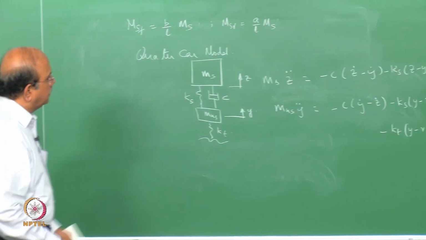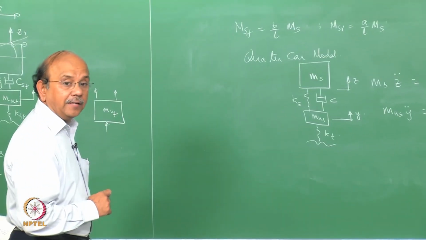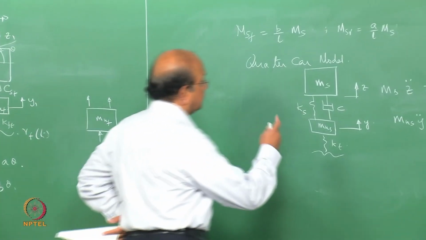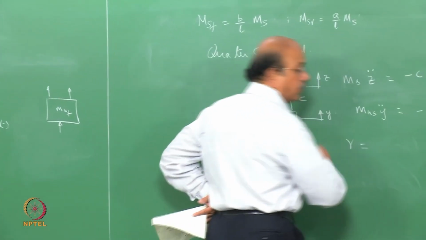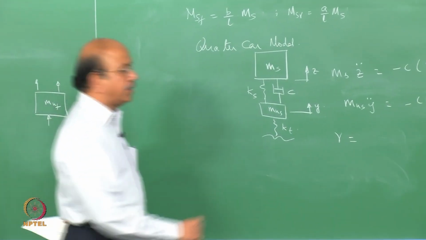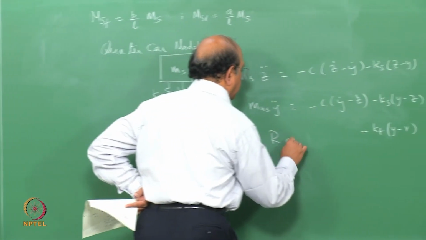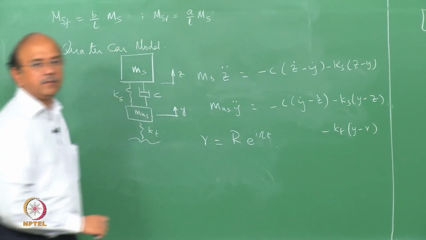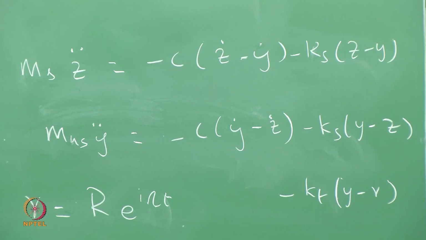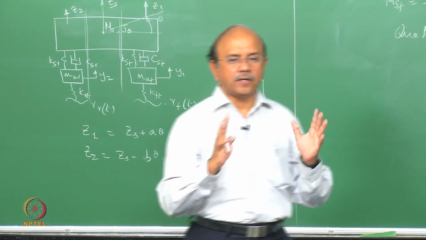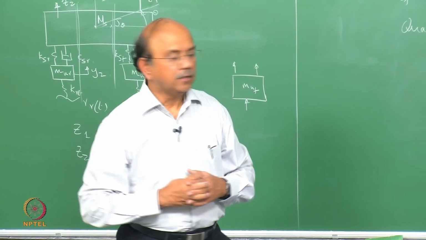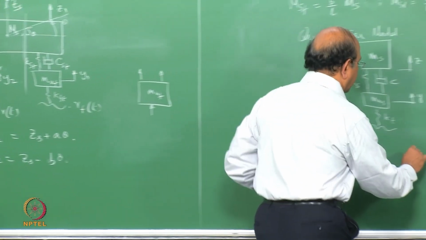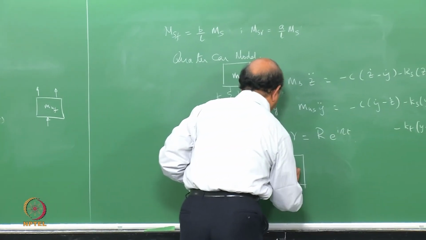Now, I'm going to assume that this r is a complex exponential function, which I would write as r e power i omega t, as a complex exponential function. You would have studied this already in controls. So what is this system? This is what is called the linear time invariant system.